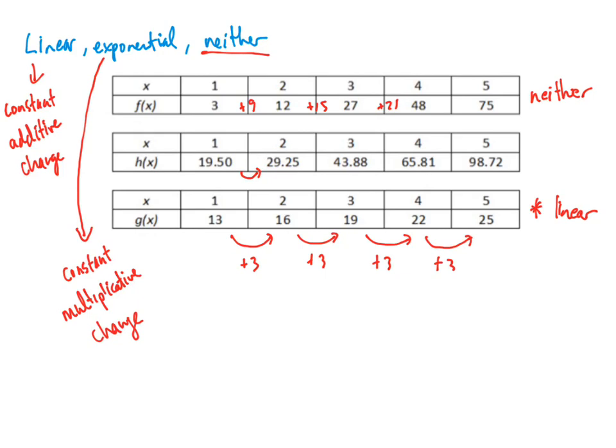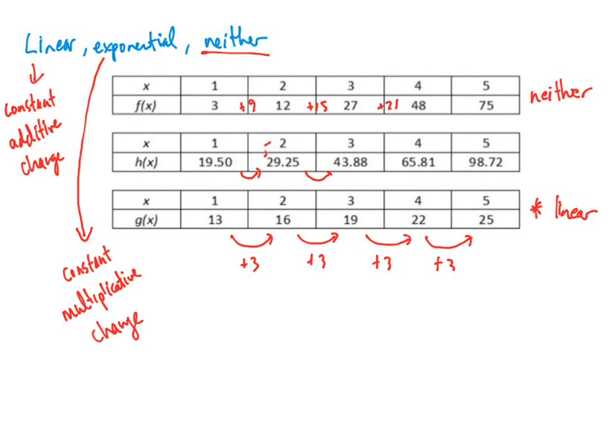Now for h of x, the first step looks like I'm adding 9.25. Okay, but then from the second to the third step, I don't know off the top of my head, but it looks like I'm adding more than 10. I'm adding over 14. So it's not linear.